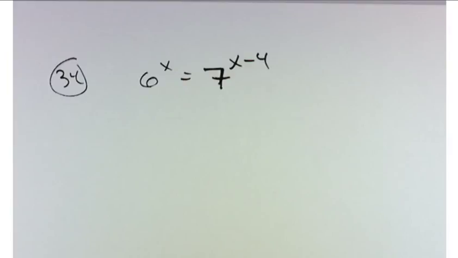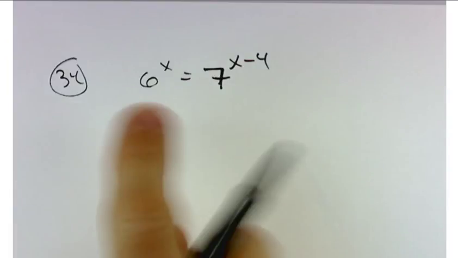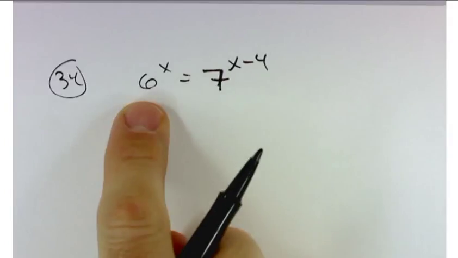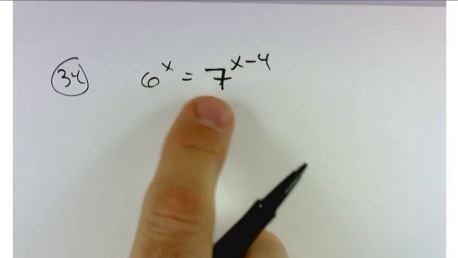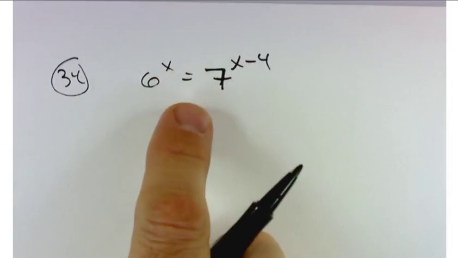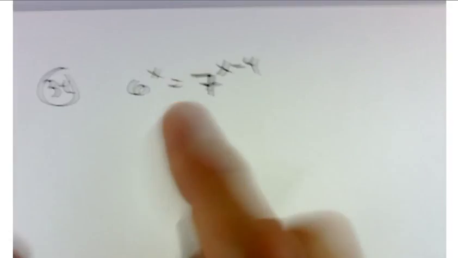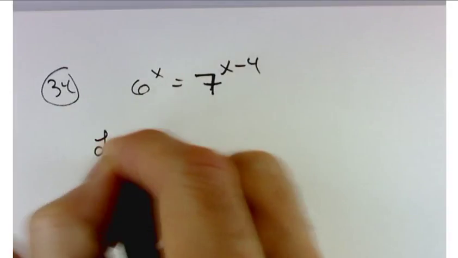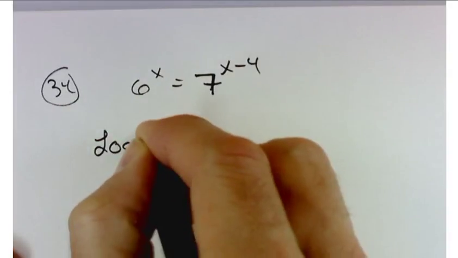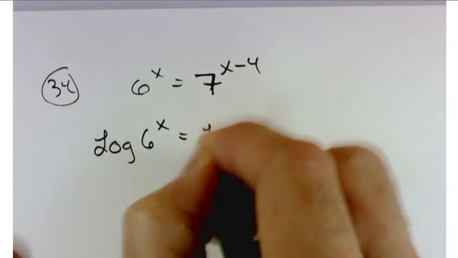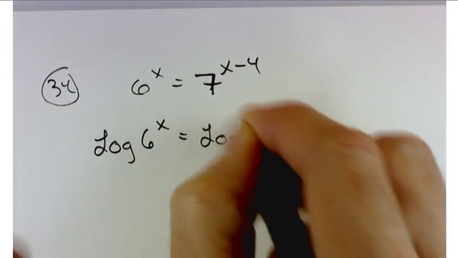You could take log base 6 or log base 7. That'll help out a little bit. But in the end, you're still going to be stuck with the fact that you can't get rid of both of these with the right logarithm. We probably could have in the last one, but not here. So I'm just going to take log base 10 on both sides. So log of 6 to the x equals log of 7 to the x minus 4.